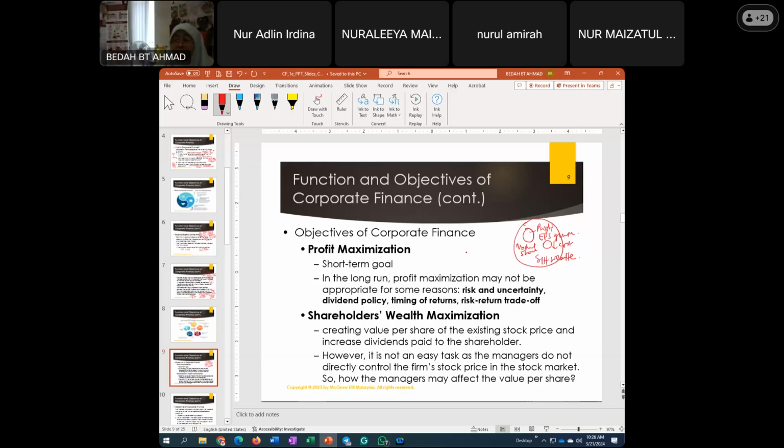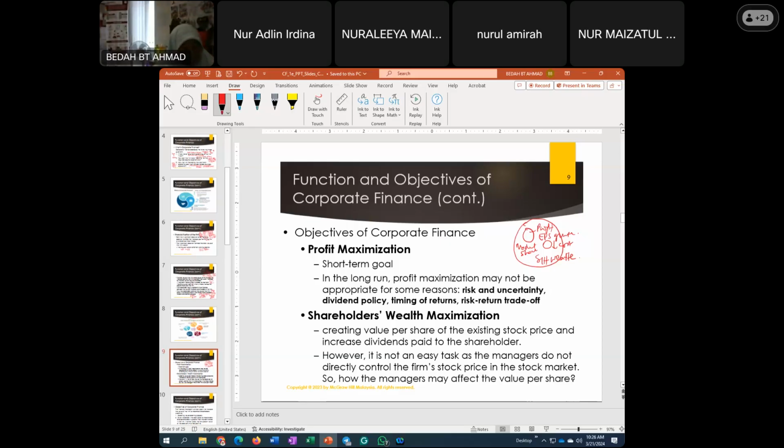So you can see here the circle. The big circle here is the shareholders' wealth. Inside the big circle, there are small circles like the profit, EPS, market share, reduction in cost. So all that, inclusive of the profit, is the short-term goal, which is part of the shareholders' wealth maximization. In the long run, profit maximization may not be appropriate because it does not consider the uncertainty, risk factors, dividend policy, time of returns, and the risk-return trade-off.